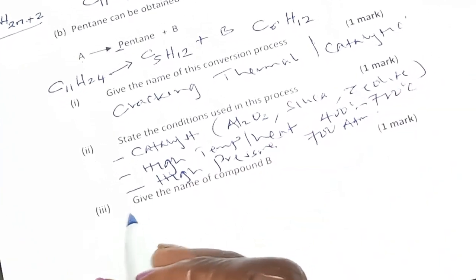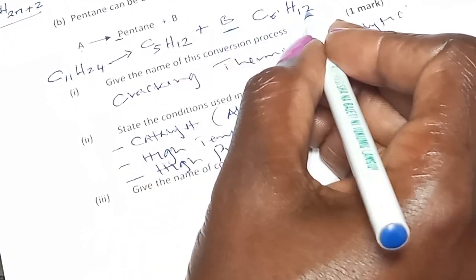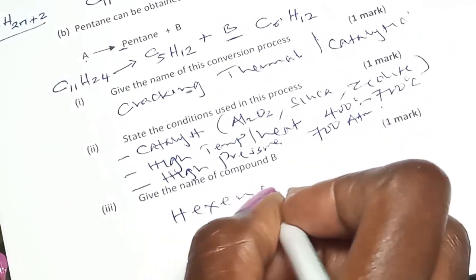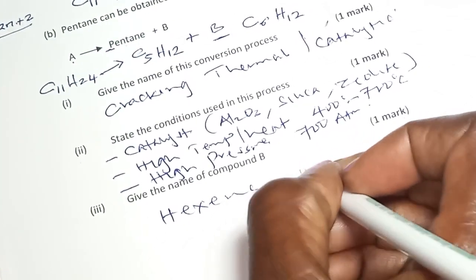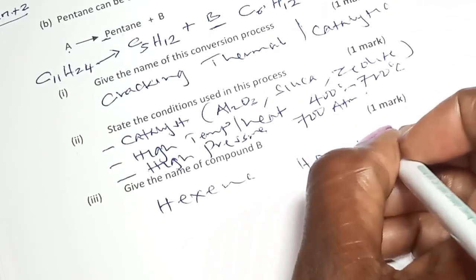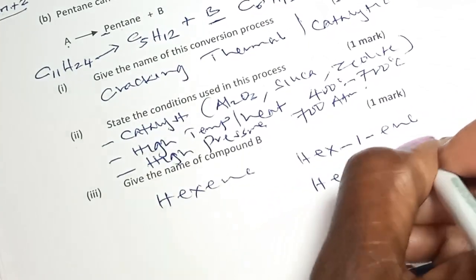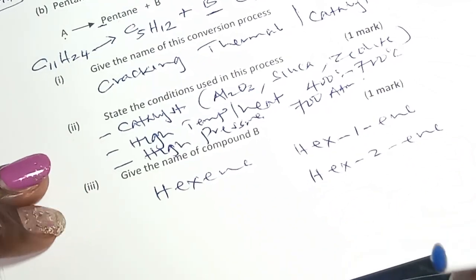Part 3, name the compound B. Compound B we have already seen is an alkene with 6 carbons, and so this is hexene. Or if you want, you can just draw the structure, but it's not necessary, or you can just write hex-1-ene here. You can even write hex-2-ene here. It's just an isomer of hexene. Let's go to the next part.